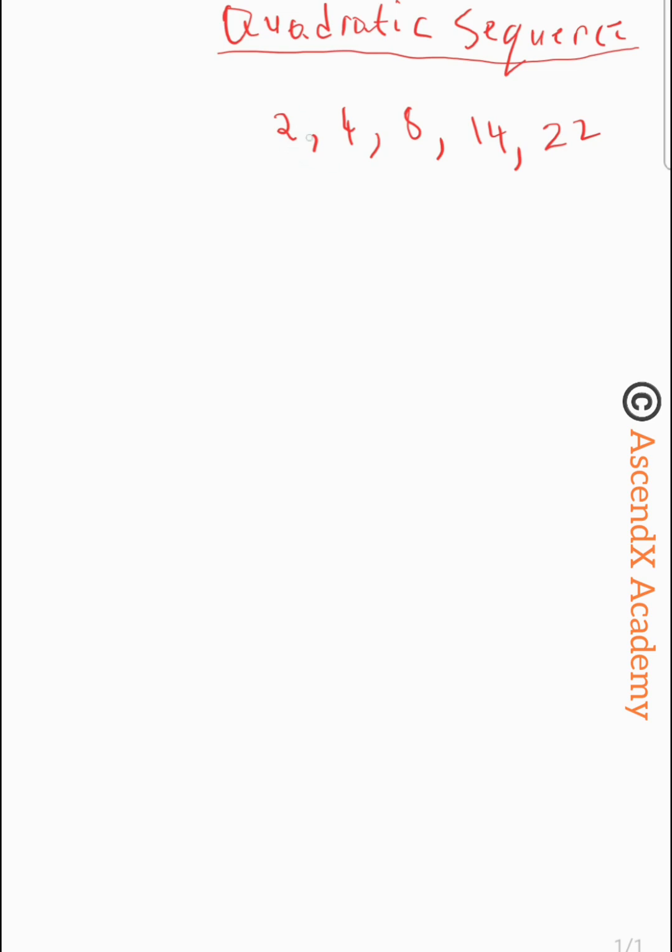So what we simply do is find the first difference. So that is going to be 2, then 4, then 6, and 8. Then we find the second difference: this is 2, this is 2, 2. Okay, now it's very simple.